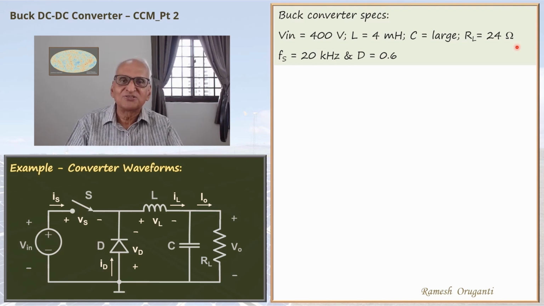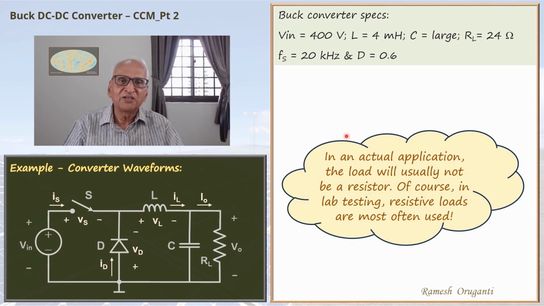In most instances, you won't be doing that. This is only to represent something that draws current and consumes power. The switching frequency is 20 kilohertz here and D is 0.6. So we can calculate the output voltage.